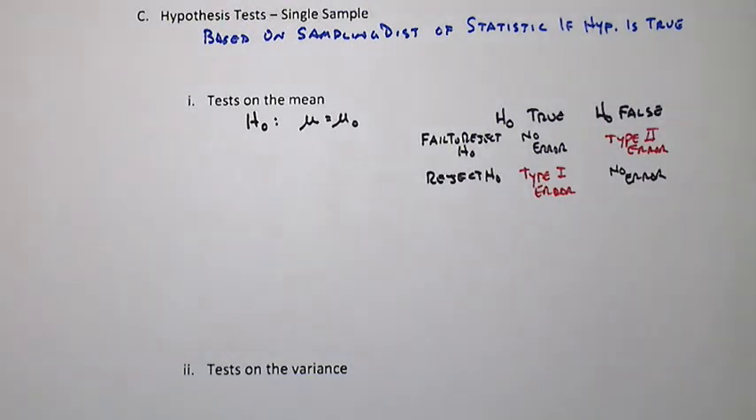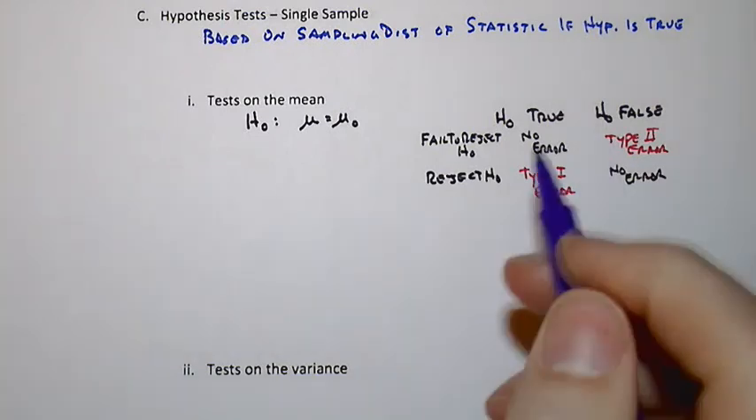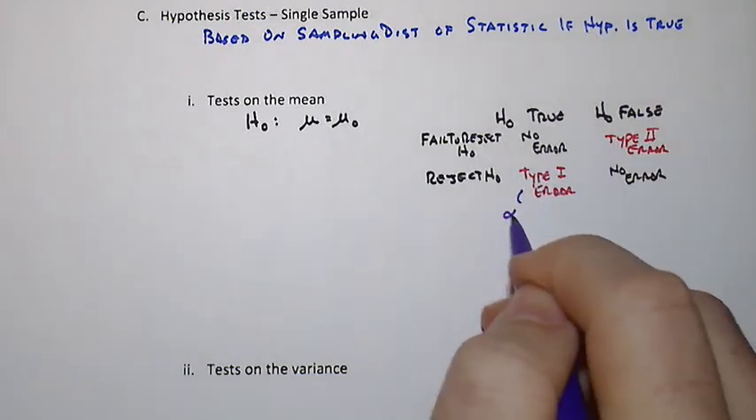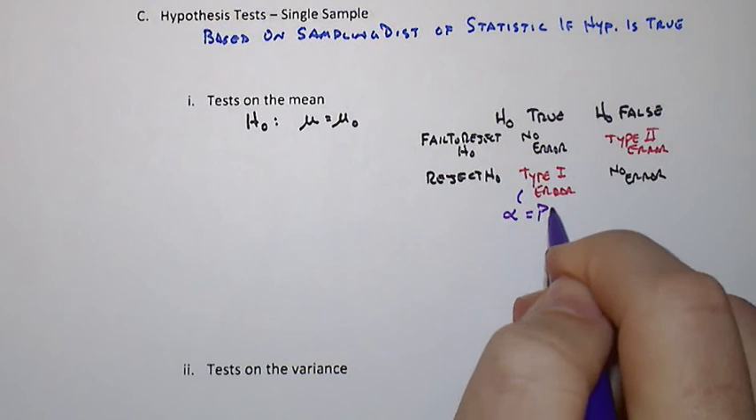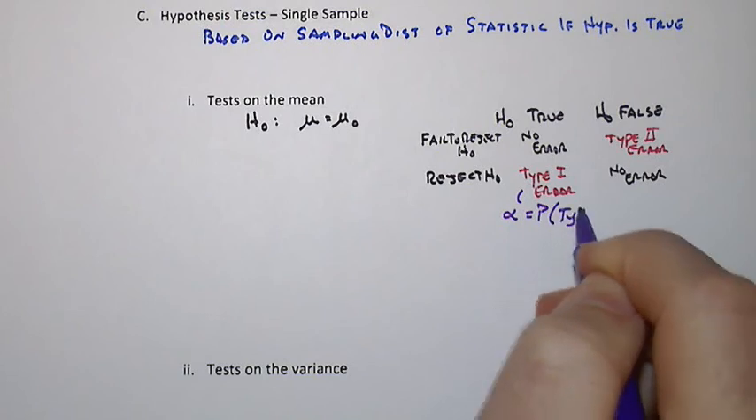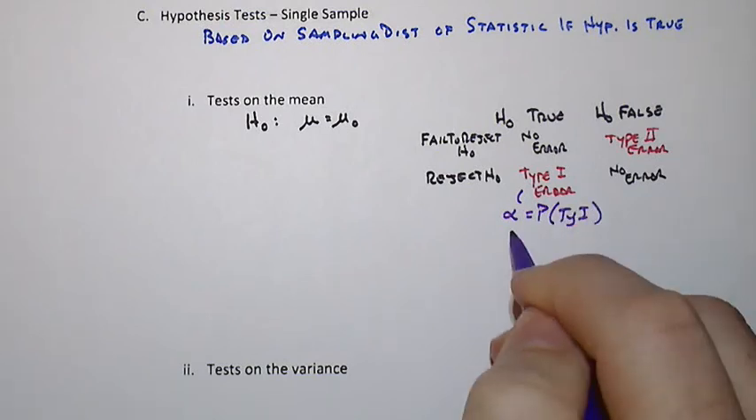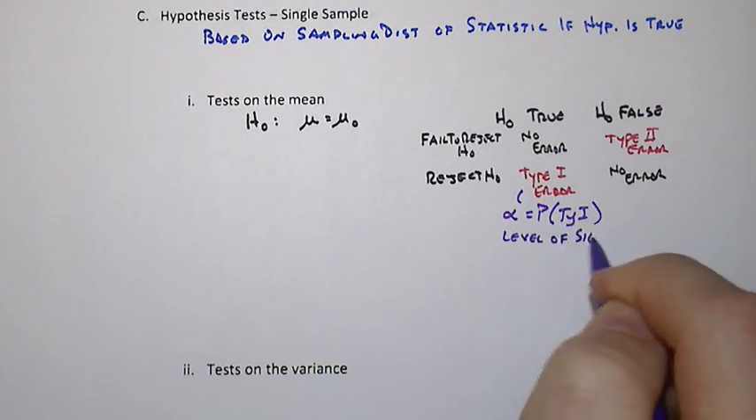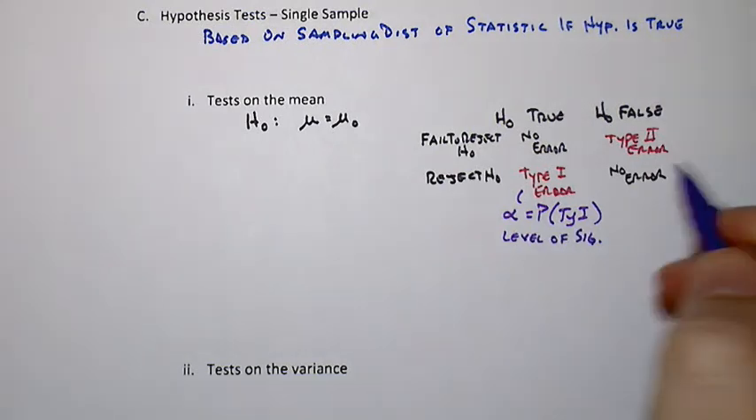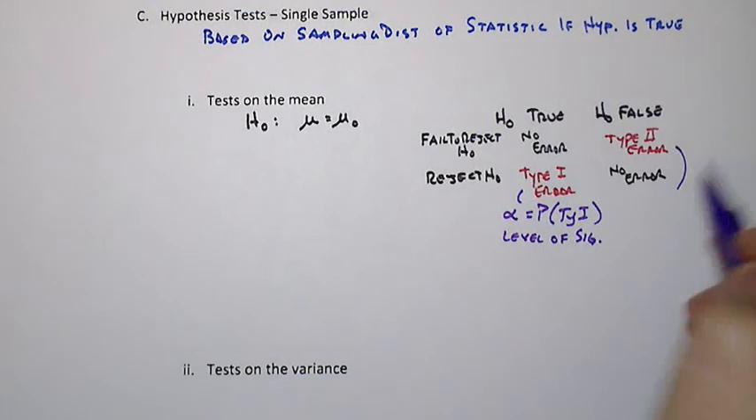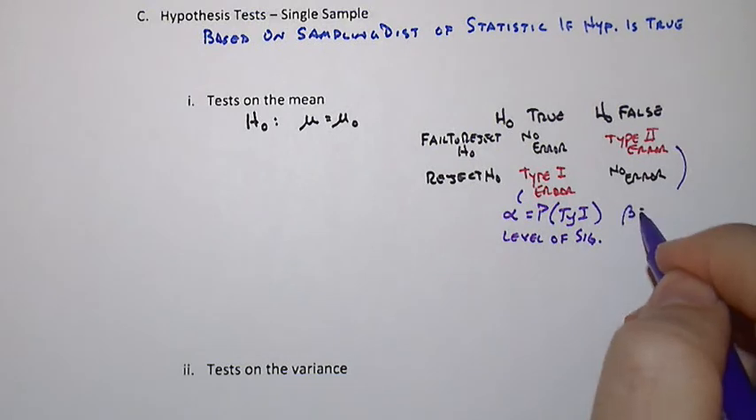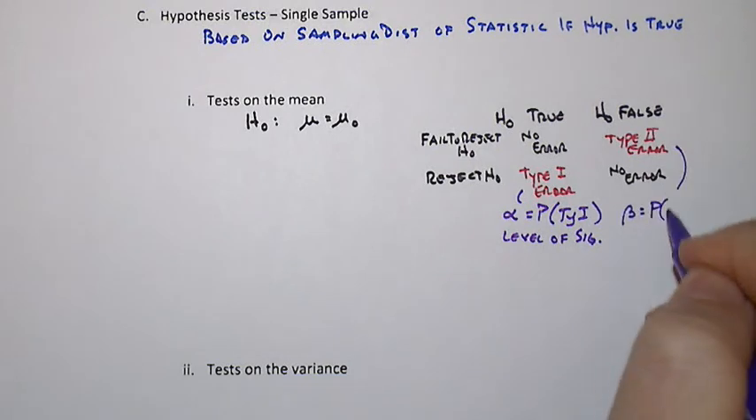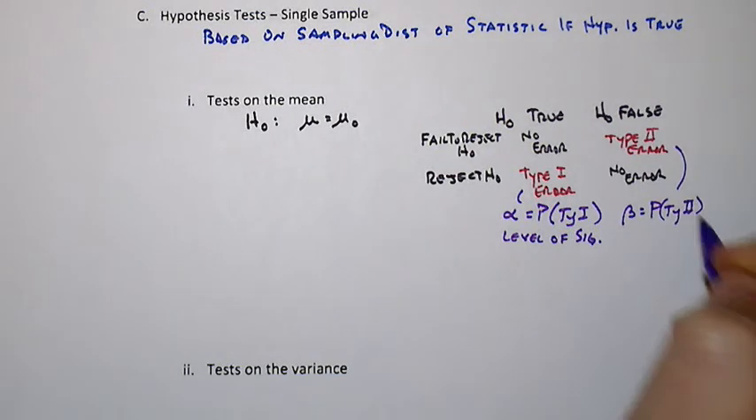And so we called the probability that was associated with the type 1 error alpha, and that's also our level of significance in our test. Versus the other error, we called that beta, and that's associated with the probability of a type 2 error.